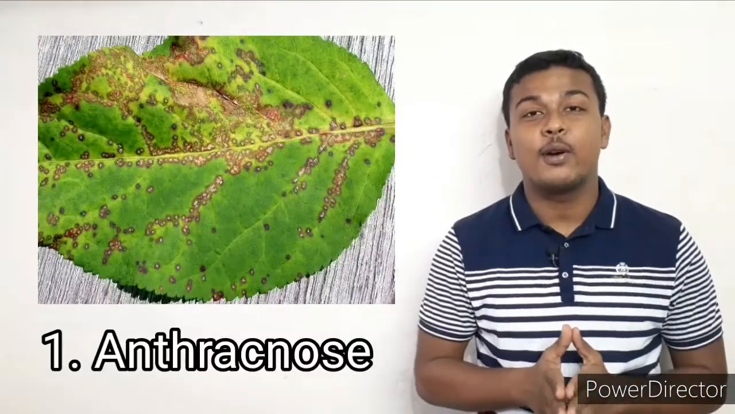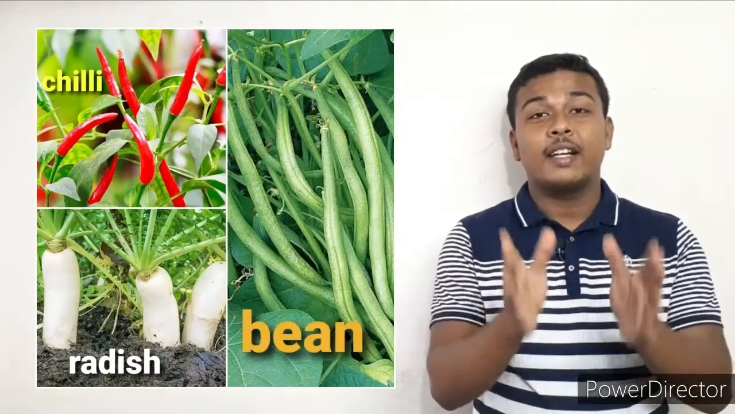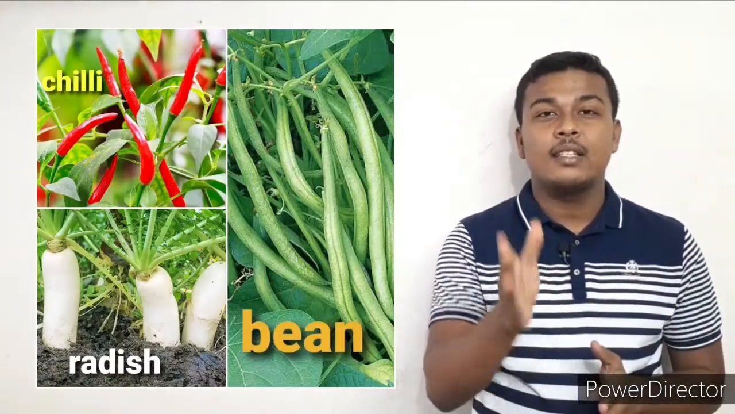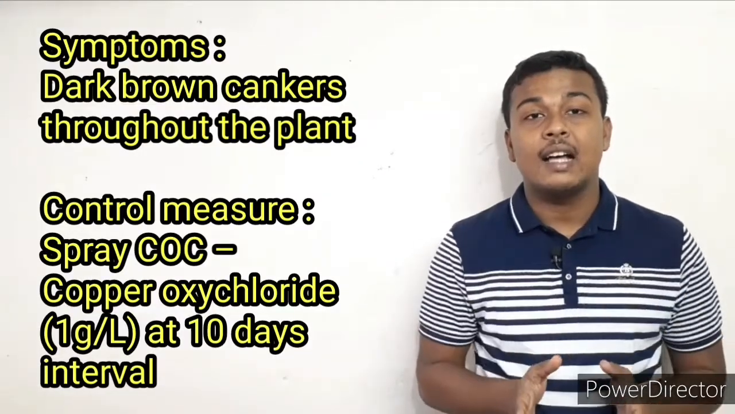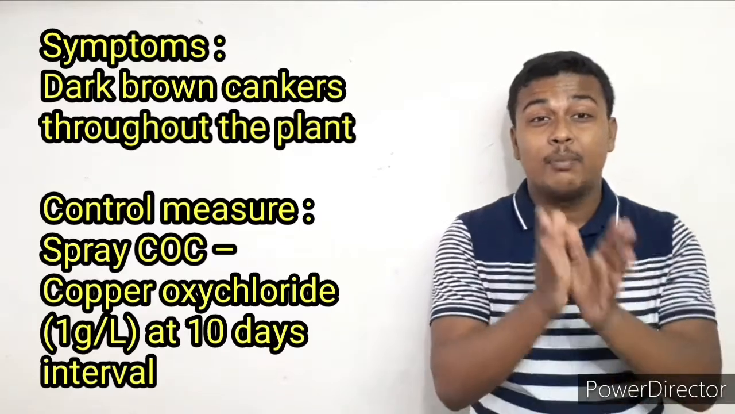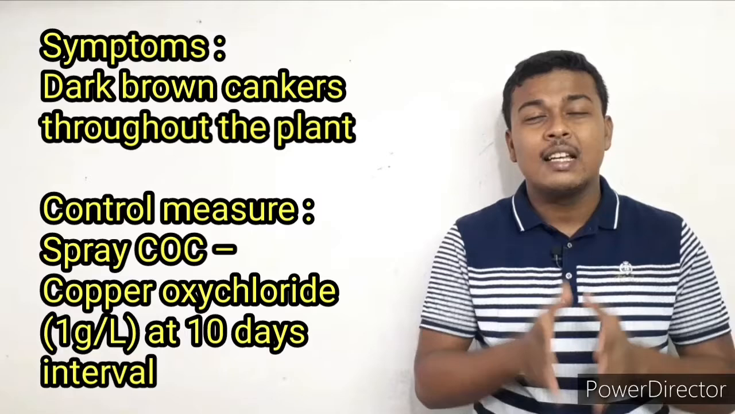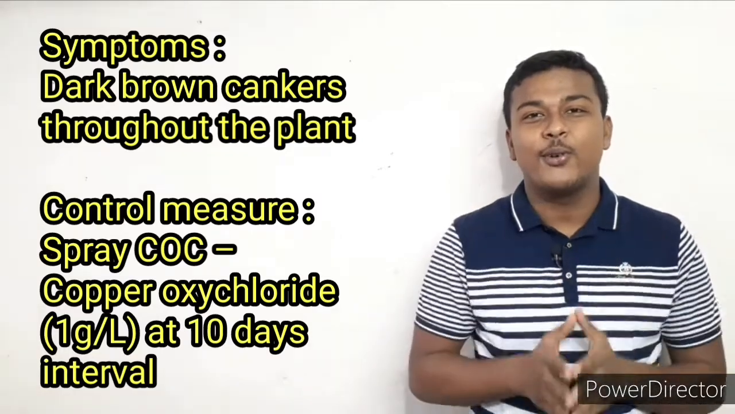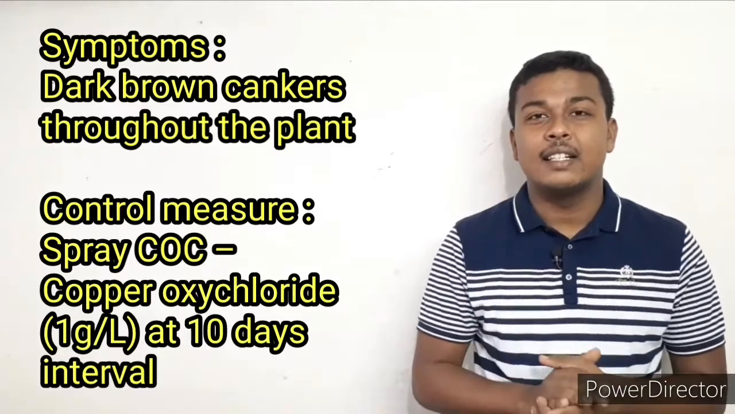Now let's begin with them one by one. So the first disease that we're going to know is anthracnose. Crop plants affected by this kind of disease are beans, radish and chili. The symptoms of this kind of disease are that dark brown cankers can be seen throughout the plant. And to control this, spray COC, that is copper oxychloride, at 1 gram per liter at 10 days interval.